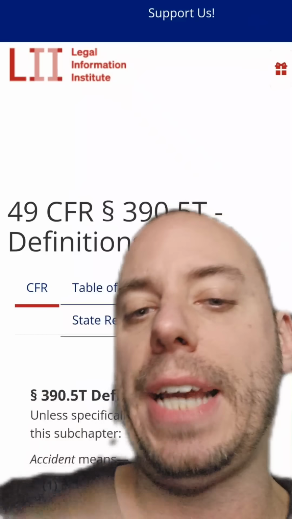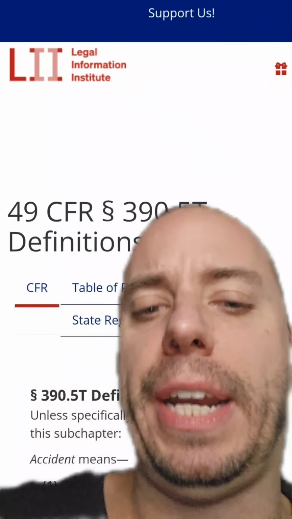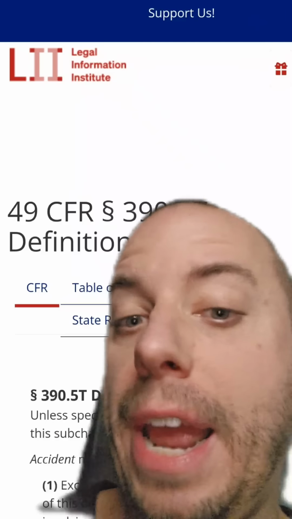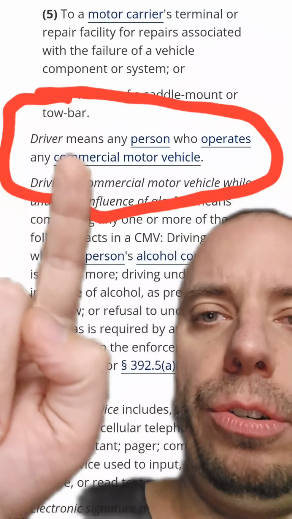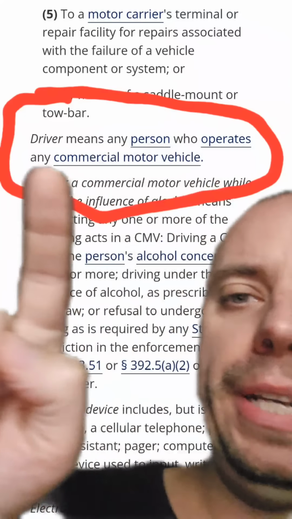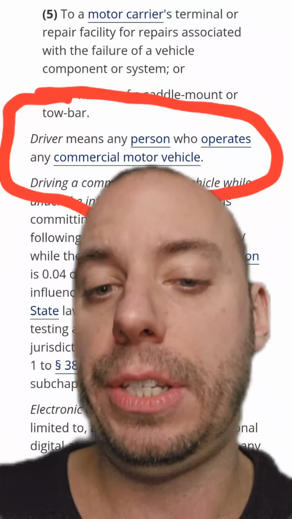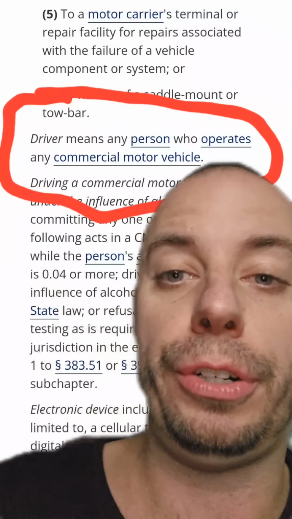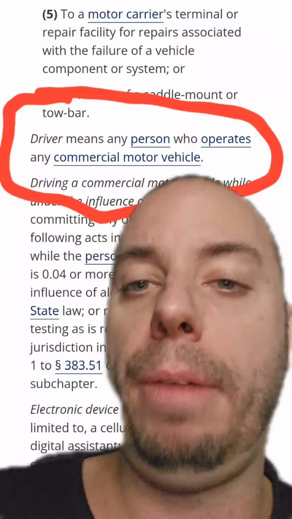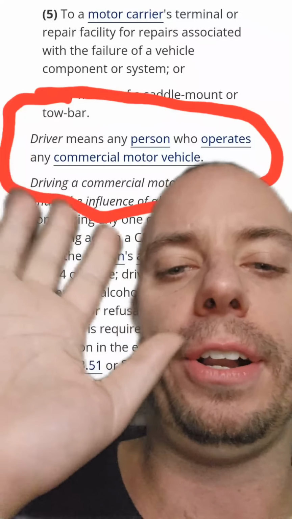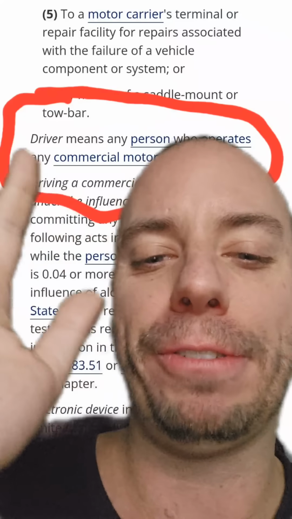390.5T. You've heard a lot of these sovereign citizen type people driving around saying, I'm not driving, I'm traveling. But they never say where that comes from. Well, let's see. What is the definition of driving or driver? Driver means any person who operates any commercial motor vehicle. So when you get a driver's license, or when you give the police officer your driver's license, in that moment you're saying, Hi officer, I am operating a commercial for hire motor vehicle. You have full jurisdiction over me.